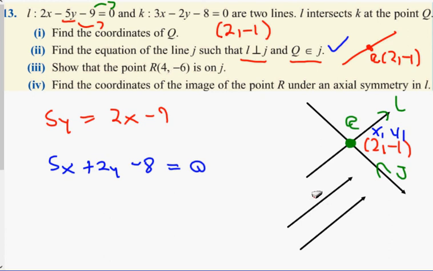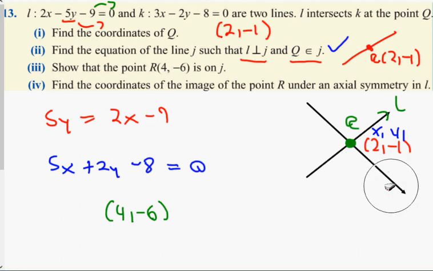Now, what happens here is we have a point R. Point R is (4, -6). And we've already verified in part 3 that (4, -6) is on this line, haven't we? Yeah? So (2, -1) is up here, where line L hits line J. And we had to figure out what happens when you bring it all the way up to point Q and the same distance back out again, the other side.